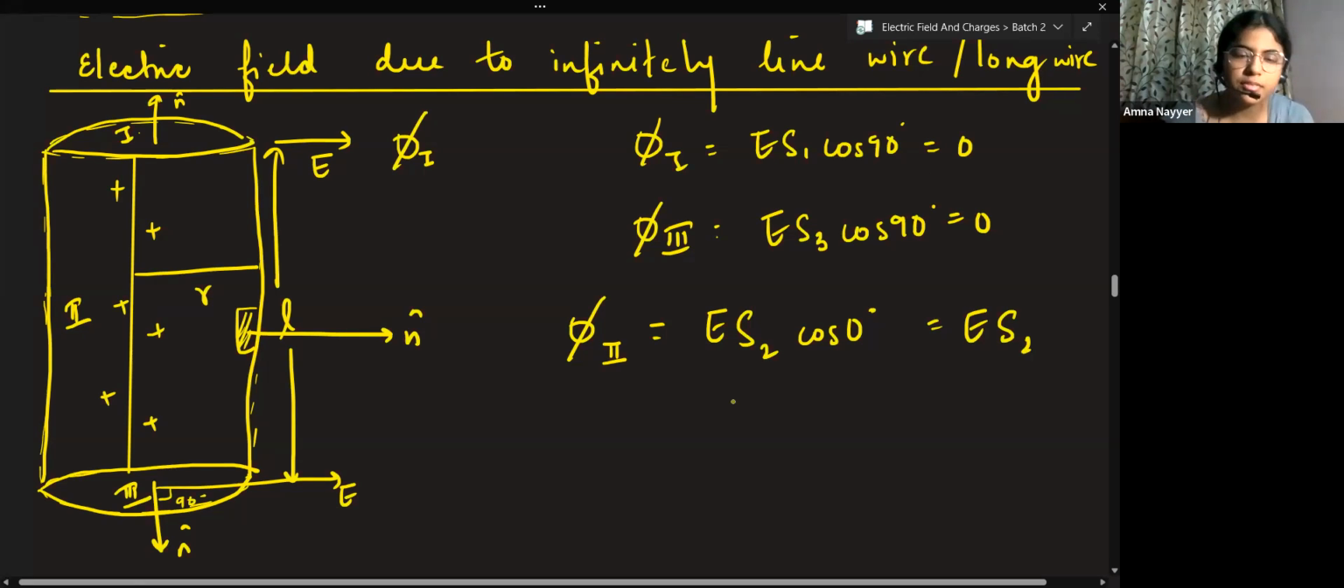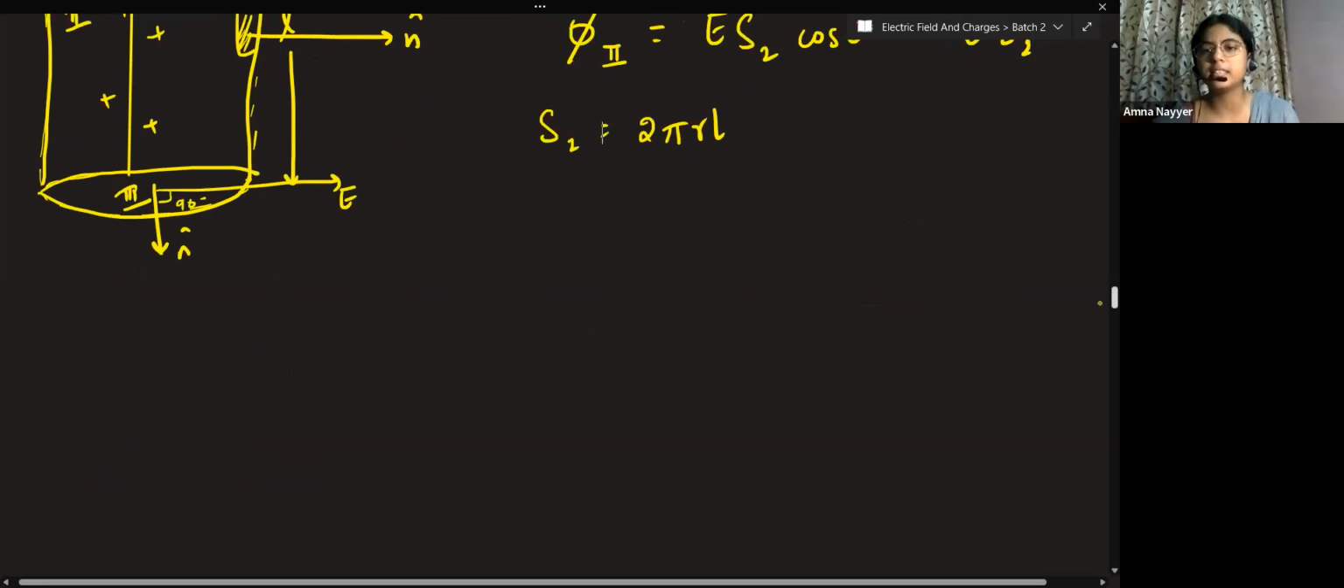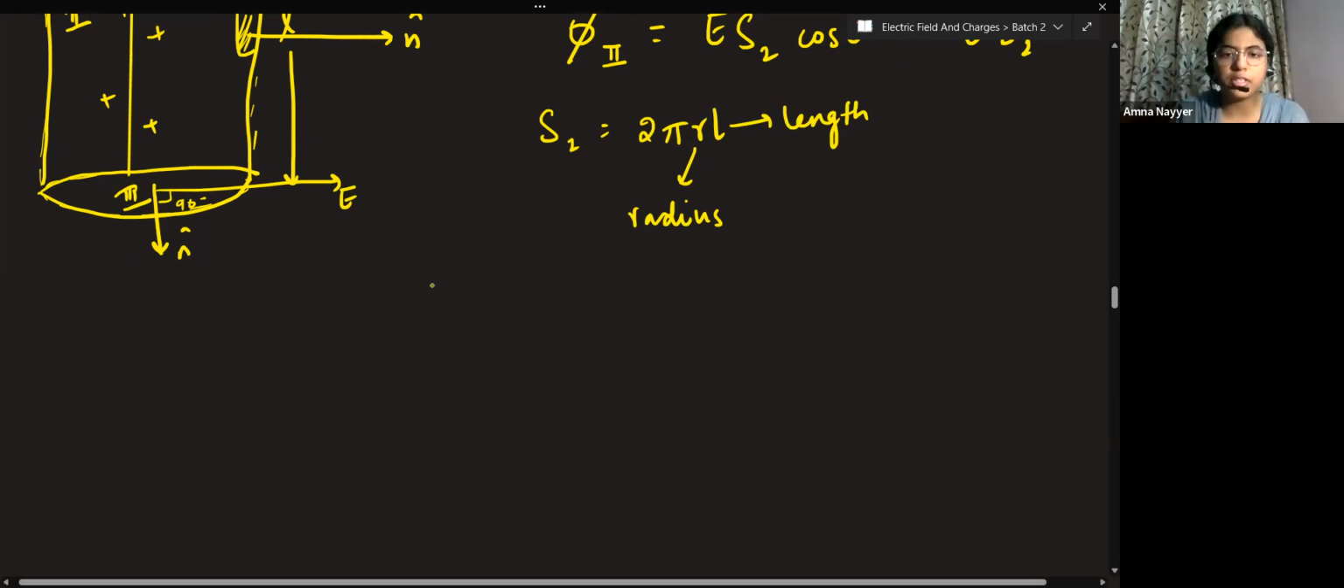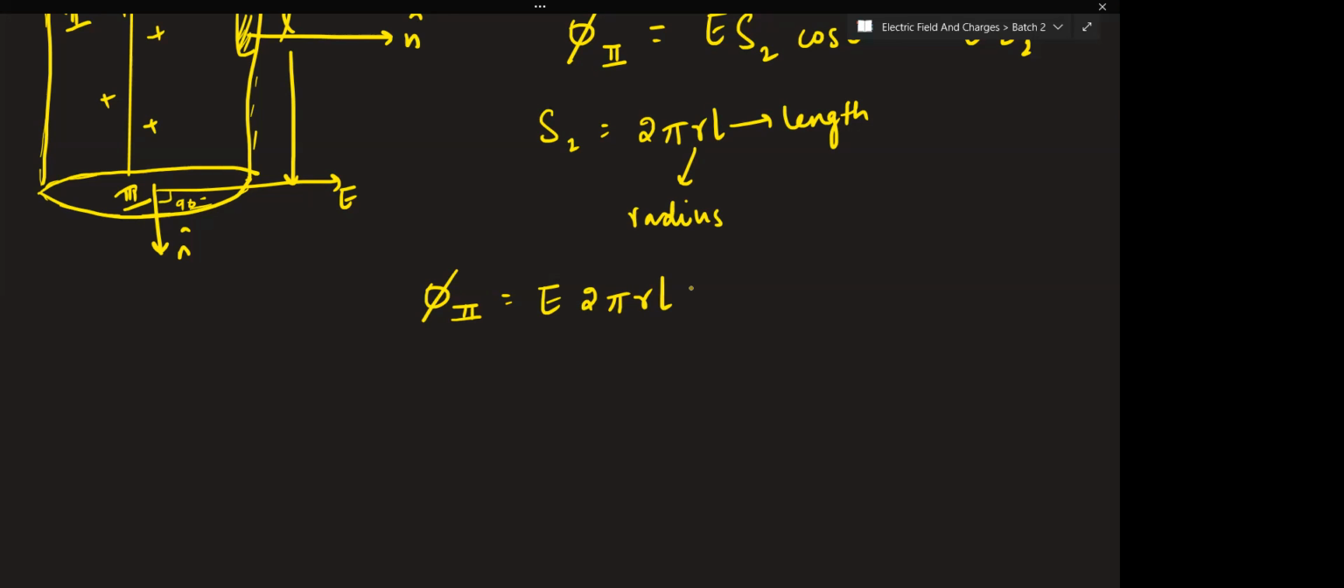All right, now what is the surface area of a cylinder? Curved surface area of a cylinder is given by 2 pi RL, where L is the length of the cylinder and R is the radius. This is the basic formula you all know. So you have the surface area with you, you have the electric field with you. So can I write phi 2 equal to E 2 pi RL? Is this correct? Is this fine? Yes, teacher.